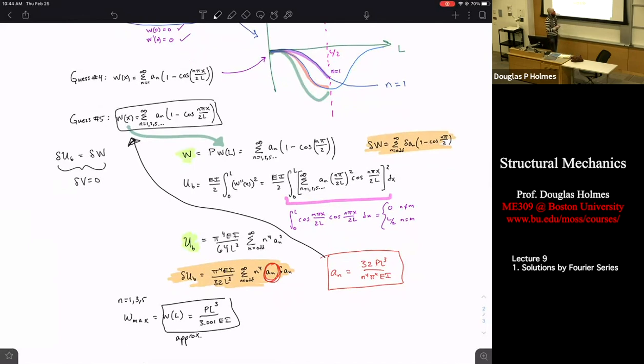Can anyone guess what the exact solution is? PL cubed over 3 EI. Exactly, it's PL cubed over 3 EI. So we did pretty well. This is not bad. So the max deflection exact is PL cubed over 3 EI.